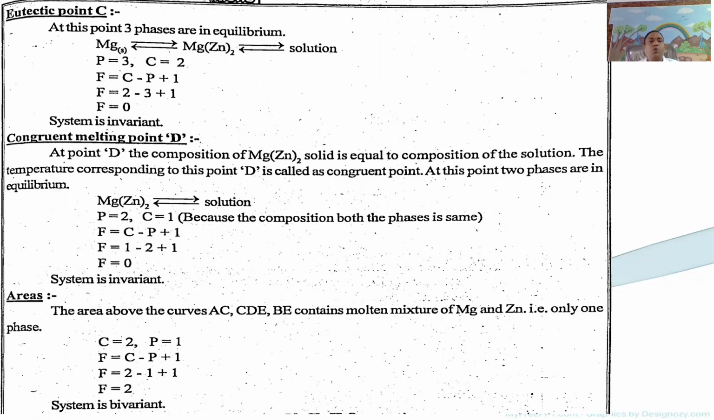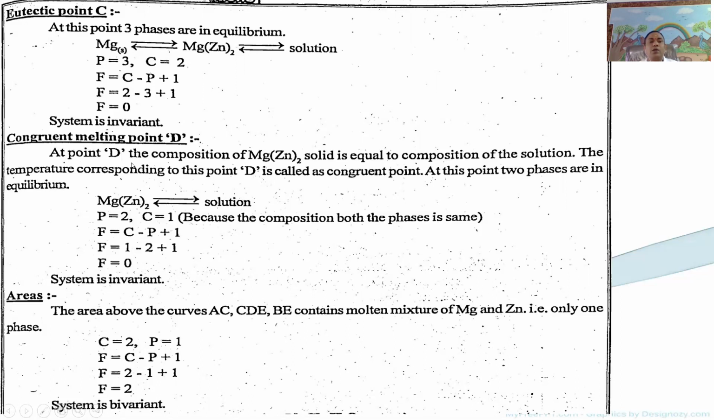Next, eutectic point C. At this point, three phases are in equilibrium: solid magnesium, the complex of magnesium zinc, and molten solution. Here the number of phases P is 3, C is 2, F equals C minus P plus 1, whereas F equals 2 minus 3 plus 1, F equals 0. Therefore, it is also an invariant system or zero variant system.